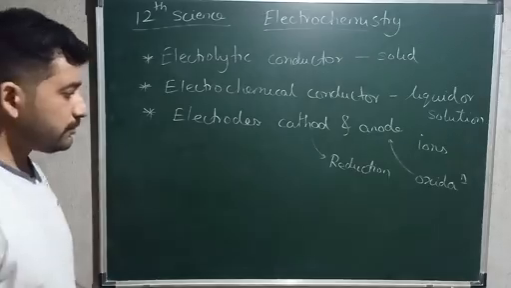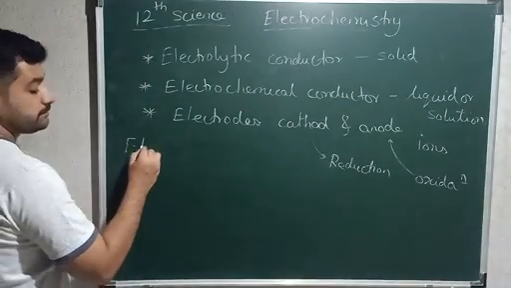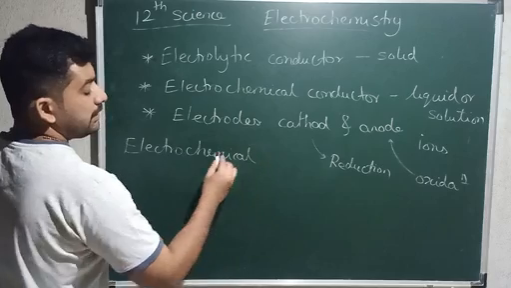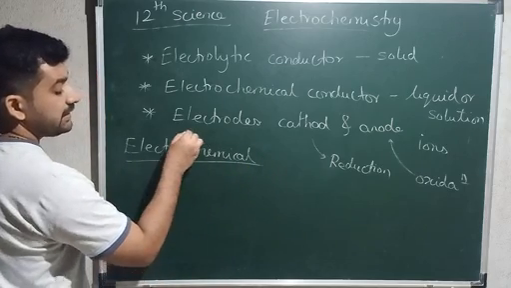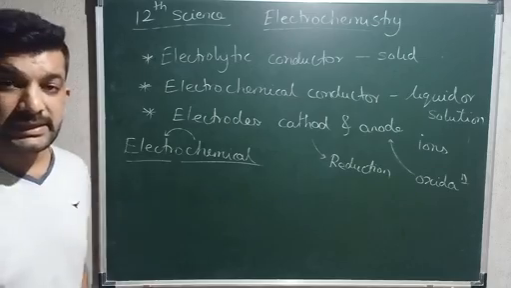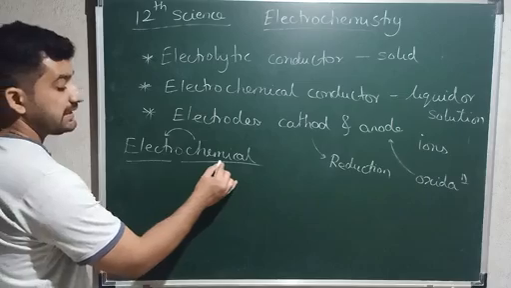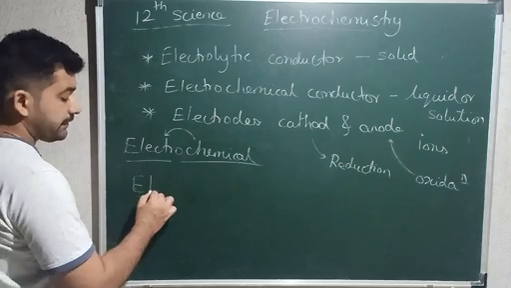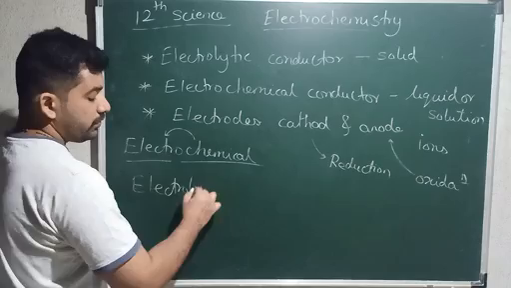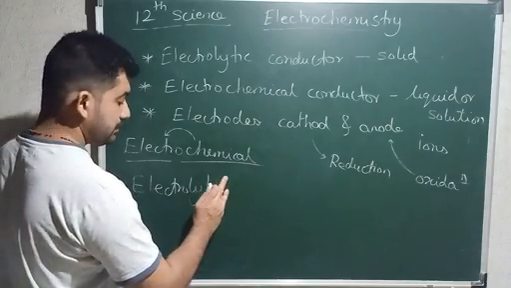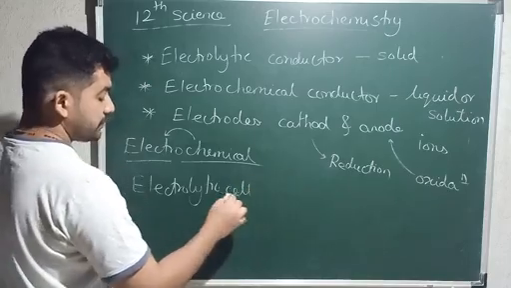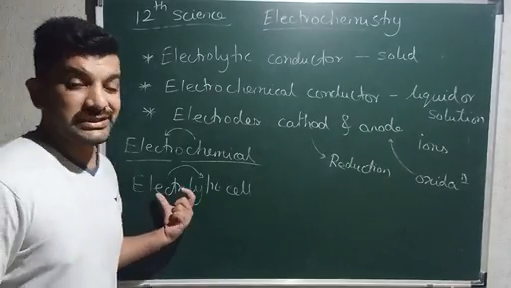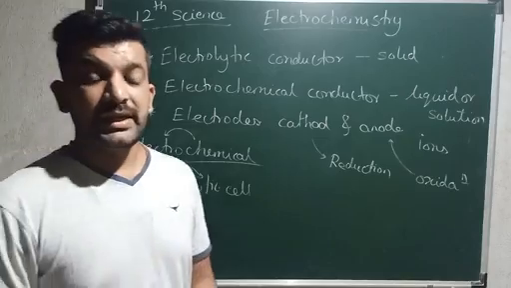As we all know, electrochemical cells are the cells where chemical reaction is converted into electrical energy. Electrochemical cell means what? The chemical reaction which is taking place is converted into electrical energy, and electrolytic cell means what? Electrical energy is converted into chemical energy. In an electrolytic cell, electrical energy is converted into chemical energy.